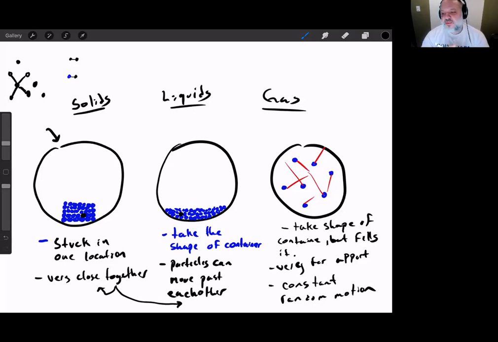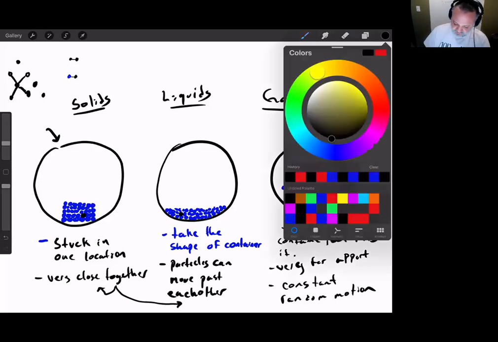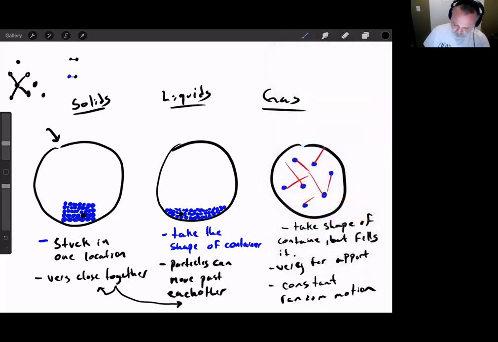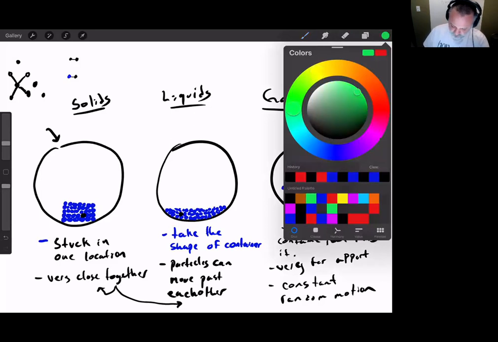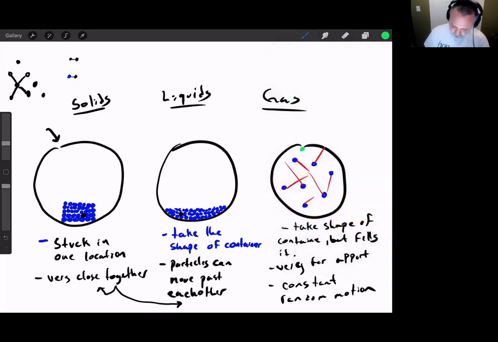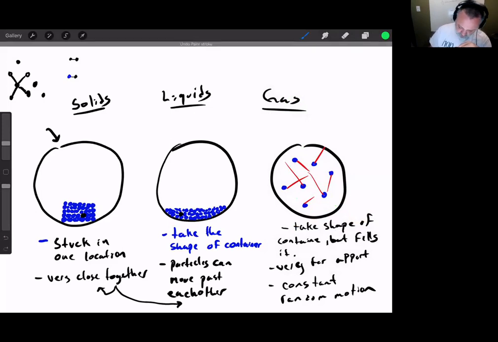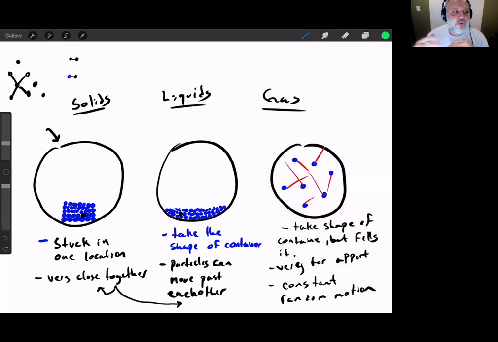Okay. So what this means is that if I were to input a little green particle of gas right there, then eventually when I looked, it could be there, or maybe it would be over here, or maybe it would be over there, but it would be allowed to be anywhere in the container.